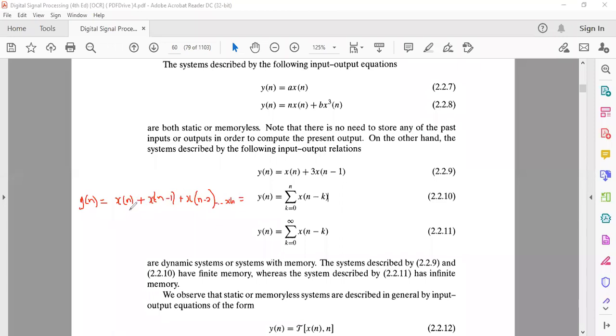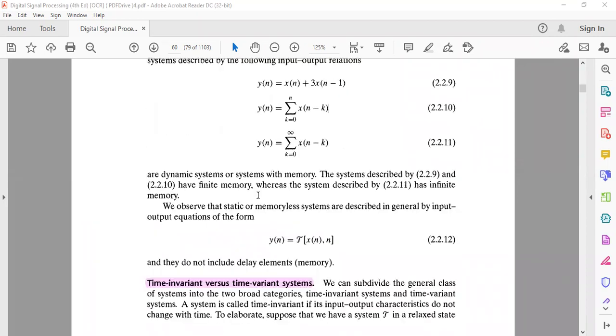So you see that this system basically has memory, because it has an input at n, but also has an input at n minus 1, and an input at n minus 2. So it can remember all these inputs. While for the upper system here, it can only be valid at a single value of n. So we say that the first one doesn't have memory, while this one down here has memory.